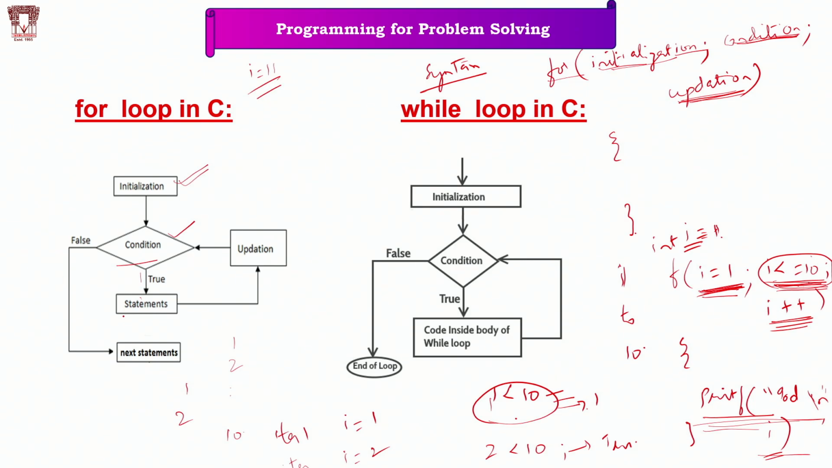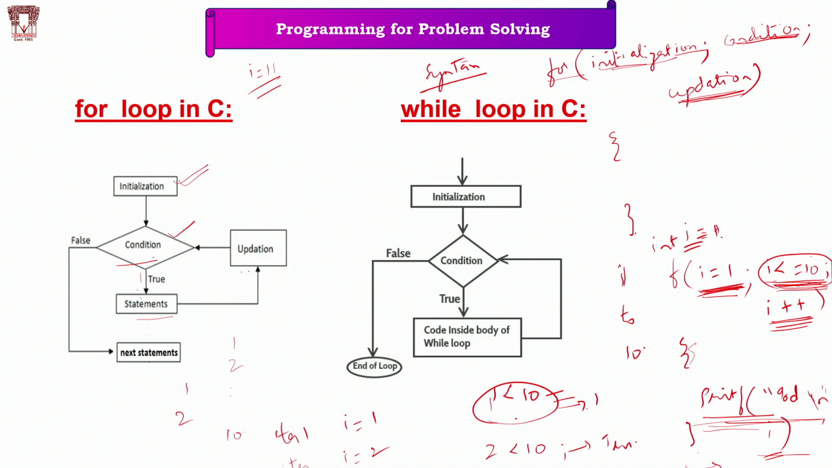If it is true, the statements inside the for loop will be executed. If it is false, the control is transferred to outside the loop. If it is true, statements are executed, then the update expression is carried out and then again the condition is checked. So this loop will be repeated until the condition is true, and once the condition is false, control is transferred to outside the loop.